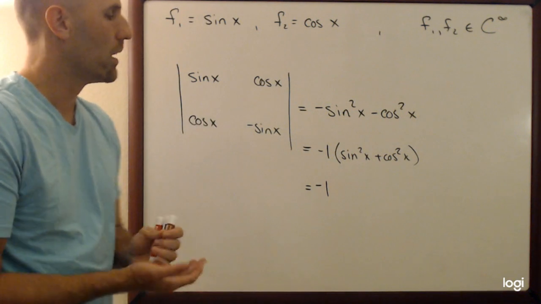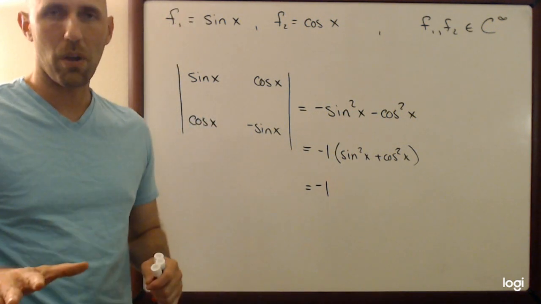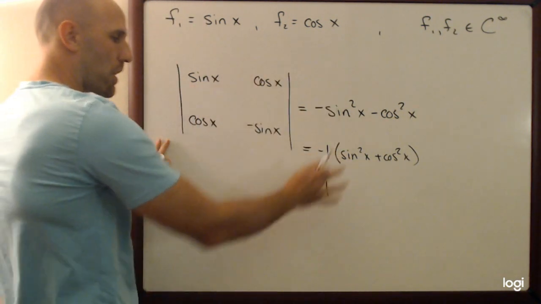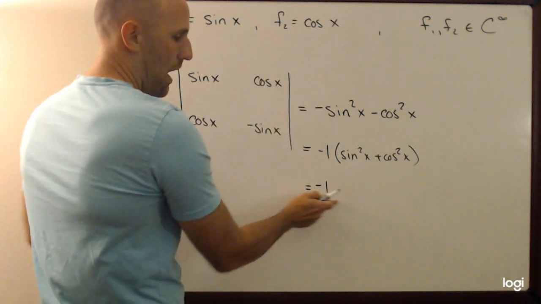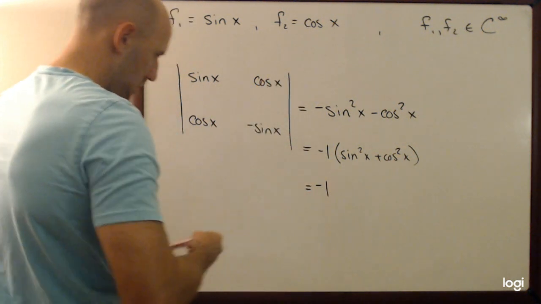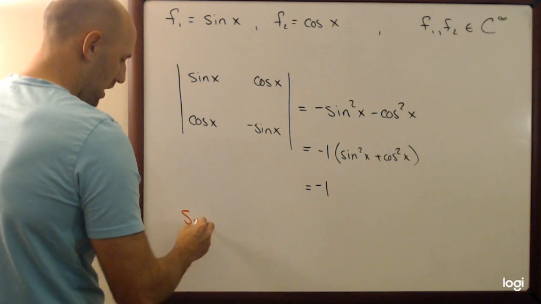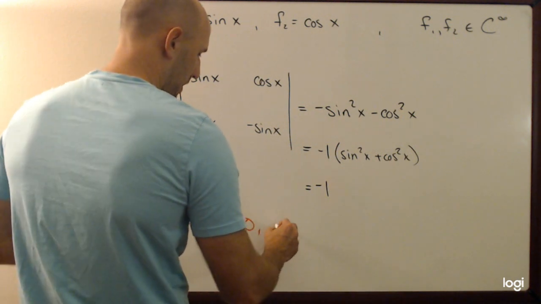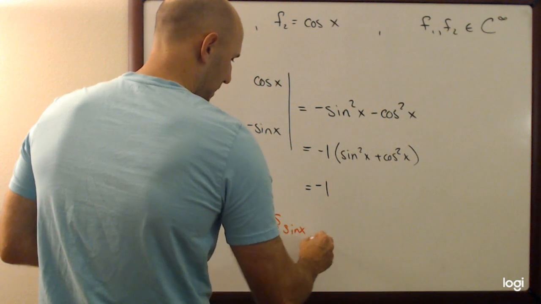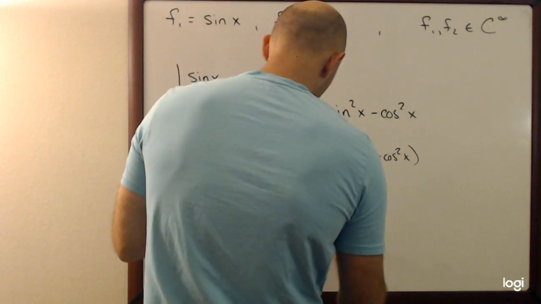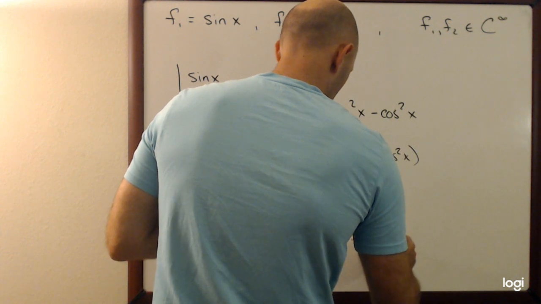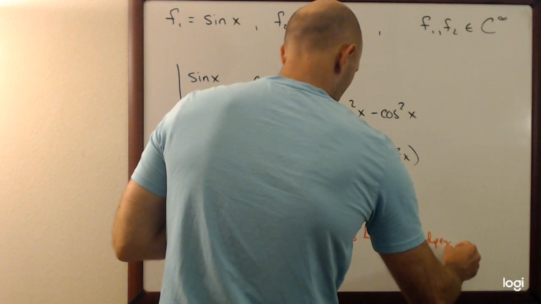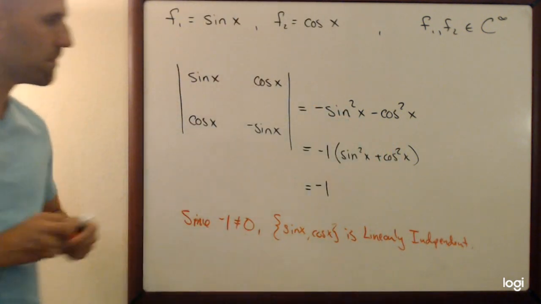If it comes out to anything other than 0, then it's linearly independent. So, just by virtue of the fact that I took a determinant here, this is my Wronskian, and I got a number that's not 0, so I can say since negative 1 is not 0, the collection sine x and cosine x is linearly independent. Okay? That's it. We're done.